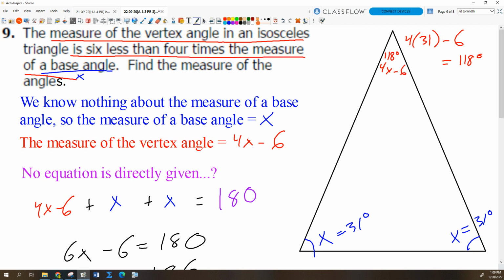How could I quickly check my answer? Yeah, add them up. They got to add up to 180, don't they? Right? Okay.